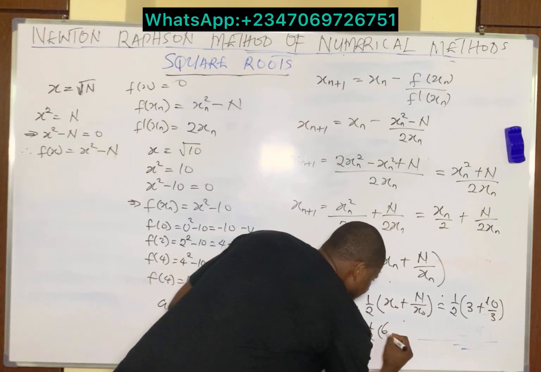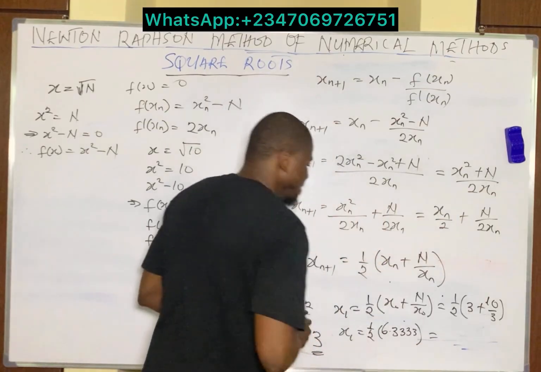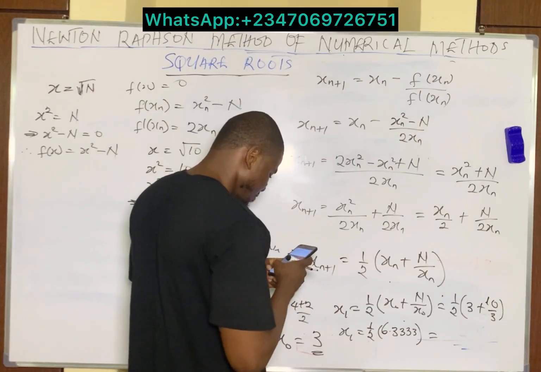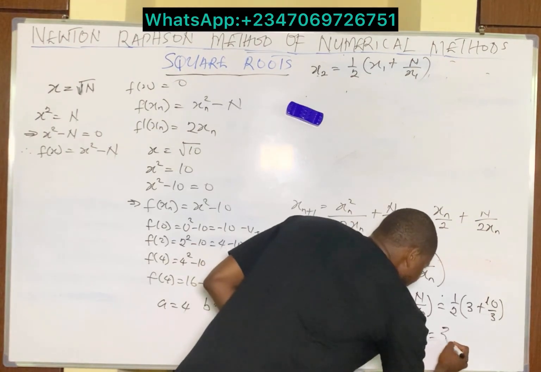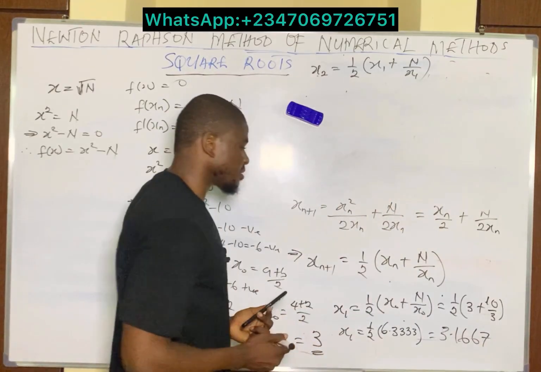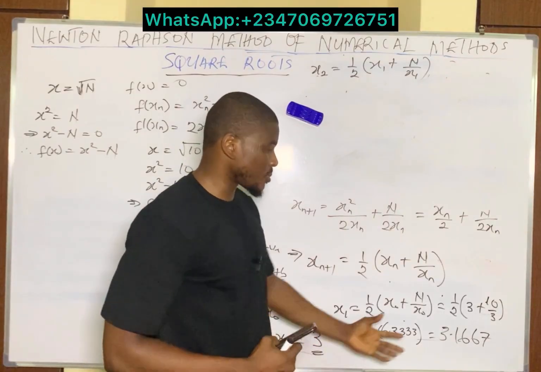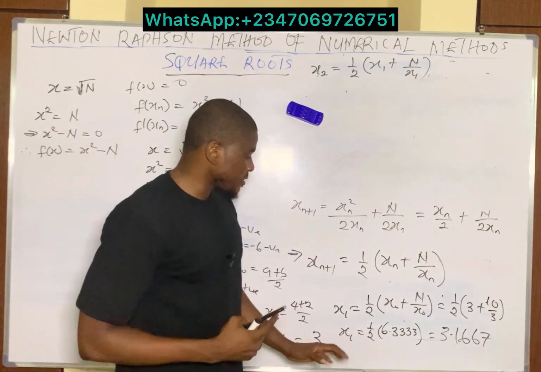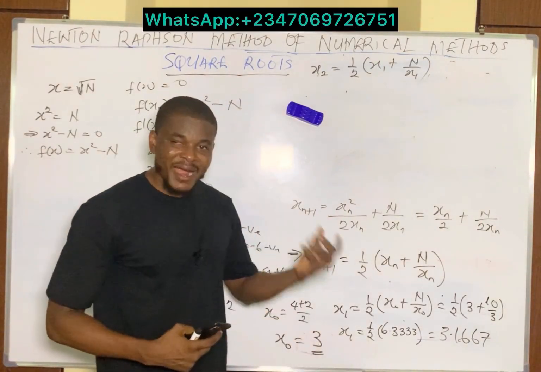That gives us 6.3333. Now let's multiply this value by 0.5. That gives us 3.1667 approximately, correct to 4 decimal places. So we'll have our first root x1 equal to 3.1667. Now, to find the next root, which is x2, you simply plug the value back into the formula.